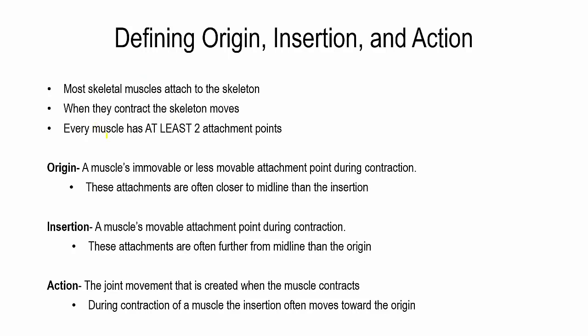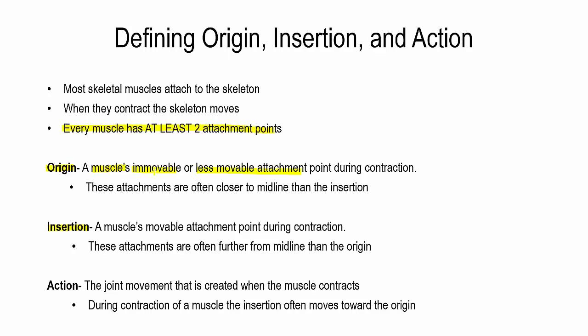Every muscle has at least 2 attachment points, so every muscle is attached to the skeleton at least 2 places. Now, some muscles may be attached to the skeleton at more than 2 places, but every muscle has at least 2 attachment points to the skeleton. And we call those attachment points the origin and the insertion. Now, when we take a look at the origin, the attachment point on the skeleton where when the muscle contracts, that attachment point doesn't really move, we call that the origin. So this is the muscle's attachment point that is immovable or less movable when it contracts.